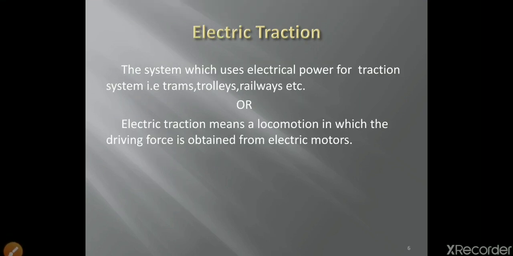Next point is the definition of electric traction. So electric traction is the same as traction, only the difference is here we are using electric power for developing the tractive effort which is moving your train in forward direction. The definition is: electric traction means a locomotion in which the driving force is obtained from electric motors.